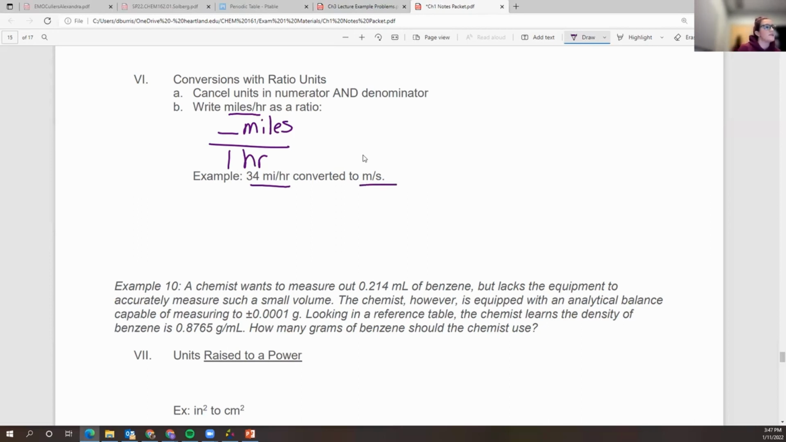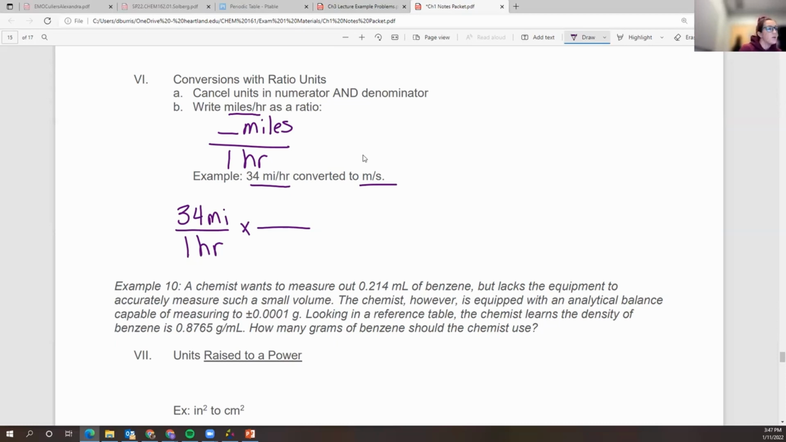Okay, so I'm still going to follow my steps. Always start with the number I gave you in the problem. So 34 miles per 1 hour. Remember I said write it this way so that you can get your units to work out. So I'm just going to go 1 unit at a time. I'm going to turn my miles into meters. So I'm going to multiply by some type of conversion factor. I don't know the conversion for meters to miles. Actually, no, I did. I looked it up.